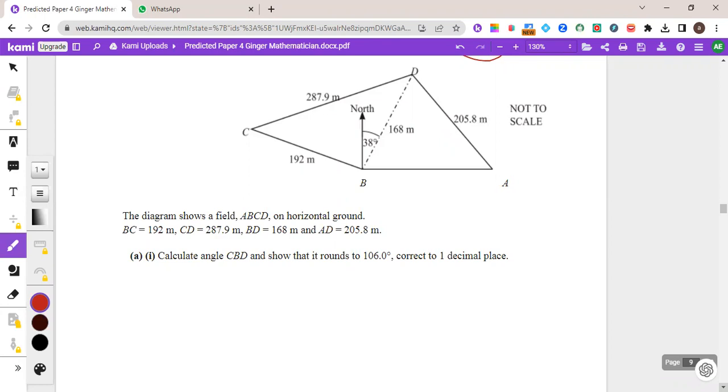Question 6. Read. The diagram shows a field A, B, C, D on horizontal ground. BC equals 192 meters, CD equals 287.9 meters, BD equals 168 meters, and AD equals 205.8 meters. Calculate angle CBD and show that it rounds to 106.0 correct to 1 decimal place. CBD is this angle.